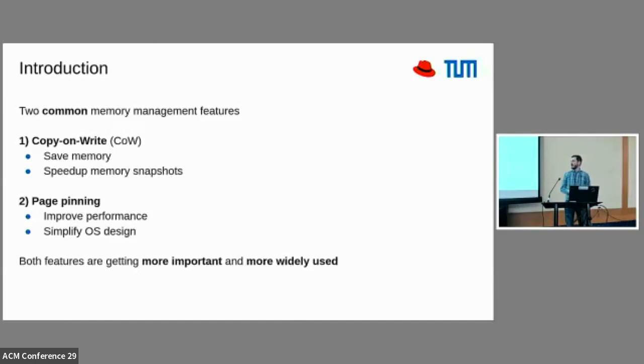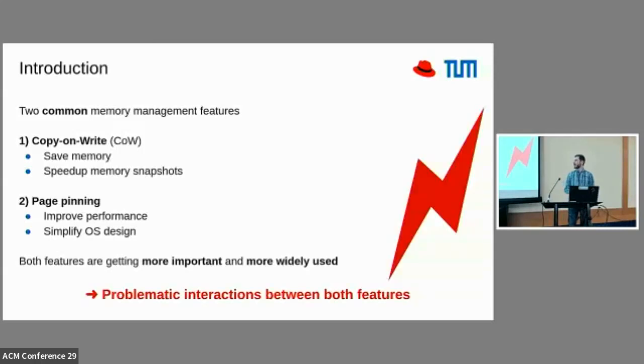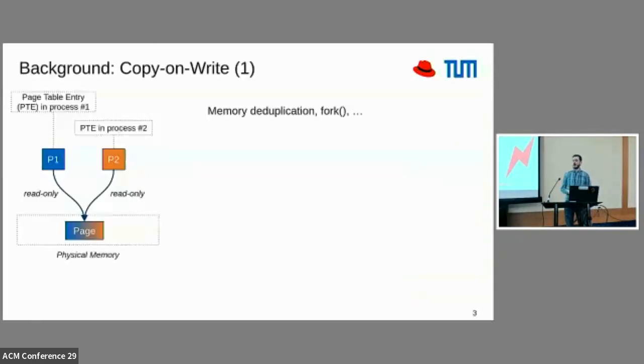Now, what we can see is that both features are getting more important and more widely used, also in combination, and the issue here is that there are problematic interactions in operating systems when we end up combining both features. Now, to understand a little bit what these problematic interactions actually are, let's take a look at some background.